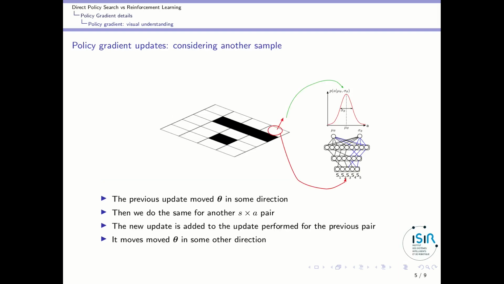Okay, this was how we compute the log probability for a particular state action pair. Now let's move to a different state action pair. First, we have to figure out that the previous update moved the parameters theta in some direction depending on the probability of the action and the state. Now we do this for another state action pair, and the new update will be added to the update performed before. And the point is that this new update will move the vector of parameters theta in some other direction. So these two gradient steps interact with each other. They may cancel each other or increase each other.